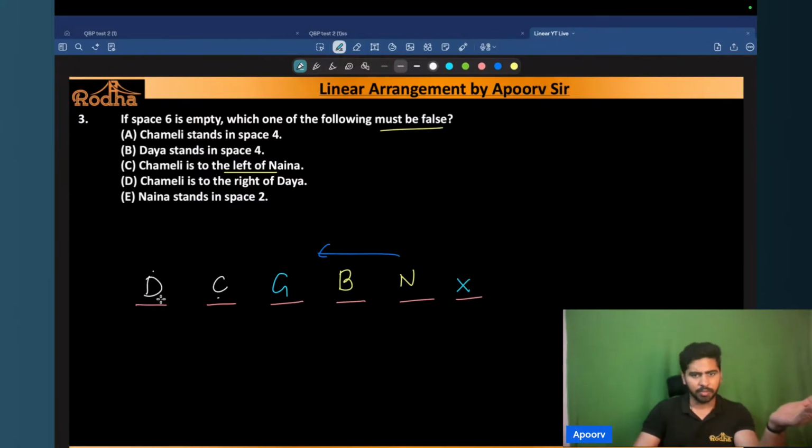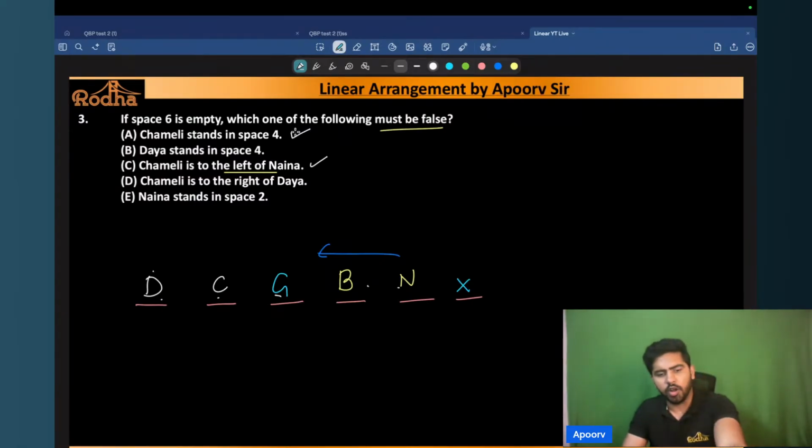Then D comes here automatically. G was already here and B and N are here. So option number C is also possible. Option 1 is also possible. I have shown you both the options, right? Now let's check for option number B.